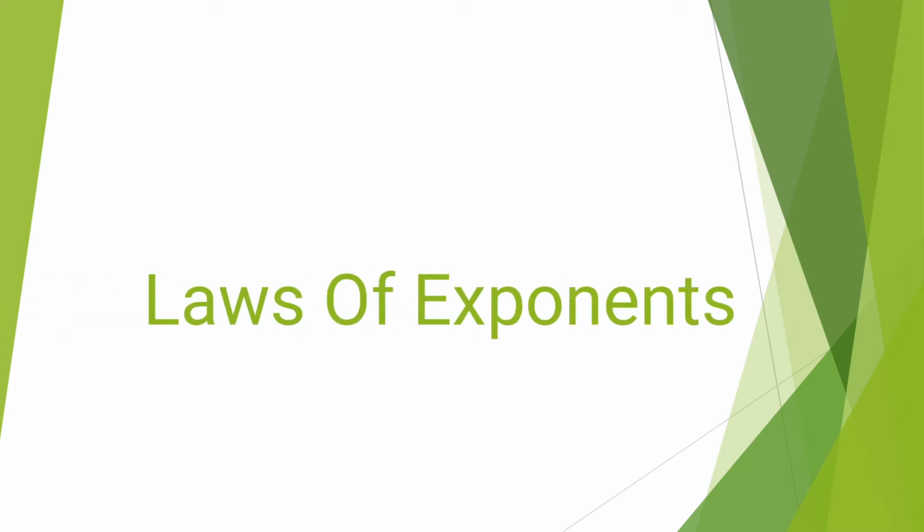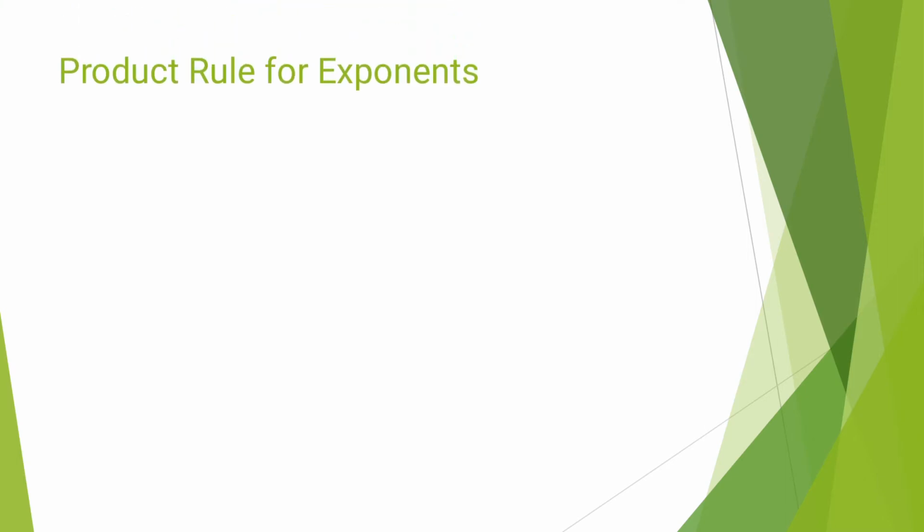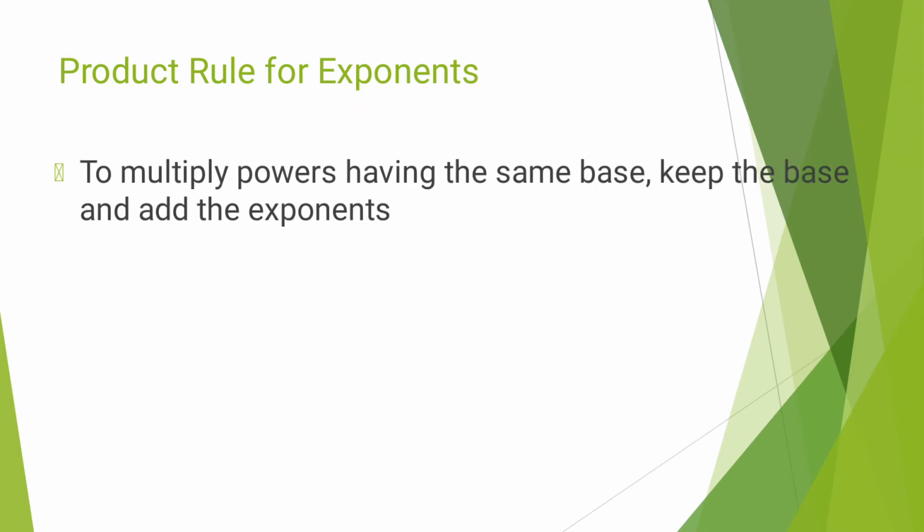Today, let's talk about laws of exponents. When multiplying monomials, you will often use the following laws of exponents. Number 1. The product rule for exponents. To multiply powers having the same base, keep the base and add the exponents. Like this, x raised to the power of m times x raised to the power of n is equal to x raised to the power of m plus n.